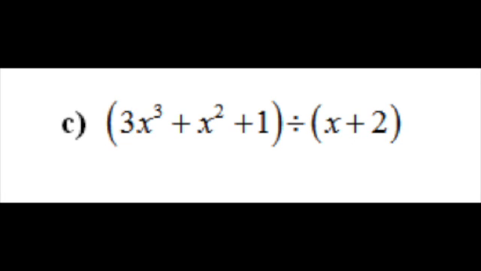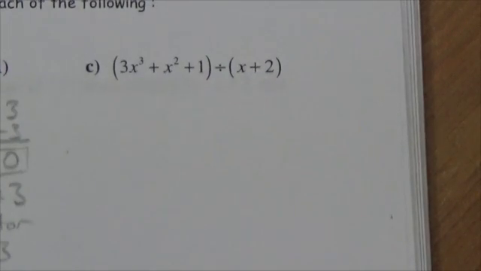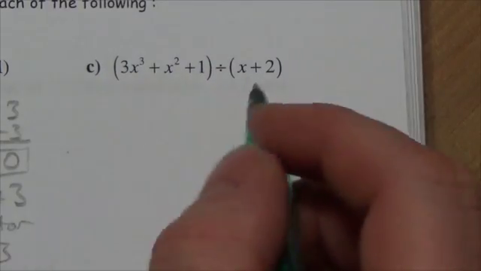3x cubed plus x squared plus 1 divided by x plus 2. All right, let's do this one more time, both ways. Remember what I've been saying: I'm showing you two different methods. You just got to pick one. You're not going to be asked to show one method or the other. You just have to pick one and run with it.